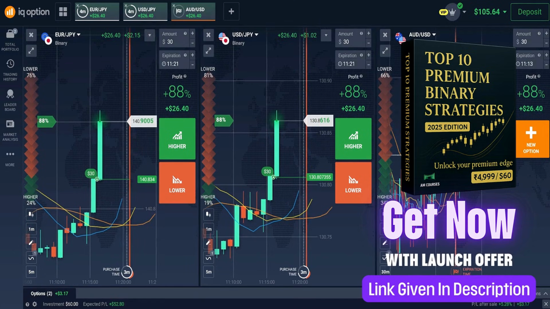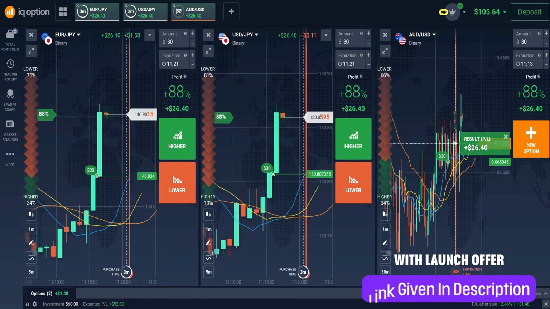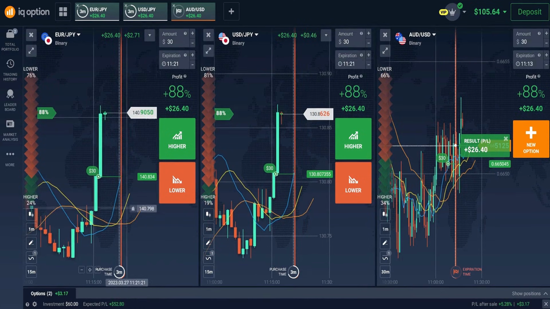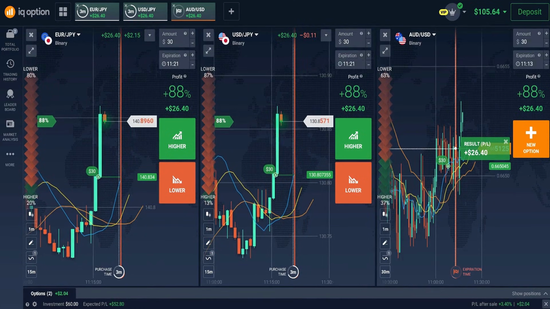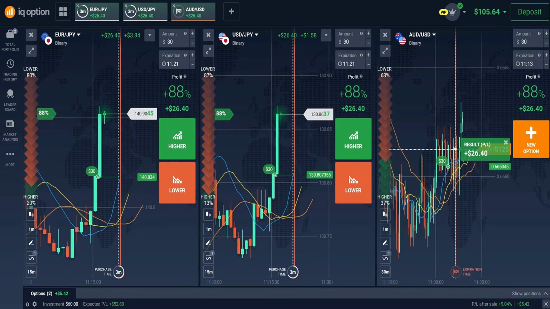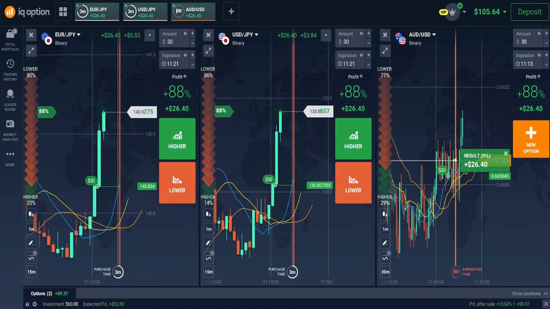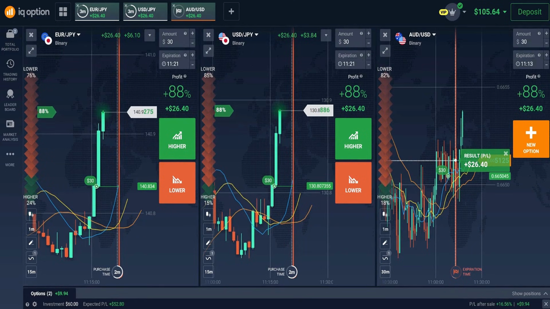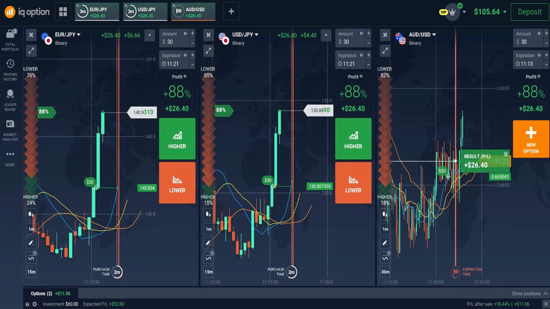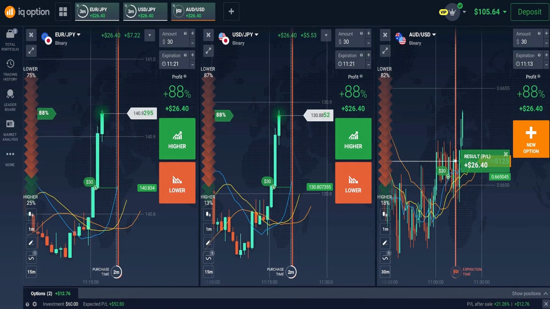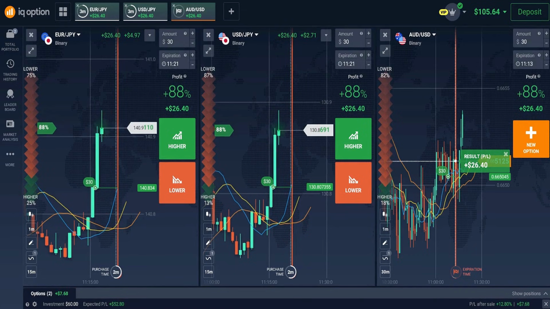Then something powerful happened on both pairs simultaneously. The green lips line sliced through and moved above the red jaw and blue teeth. All three lines started spreading apart and moving upward. And here's the confirmation I needed. Both candles closed strongly bullish, right above the alligator. When you see this kind of alignment across multiple pairs at the same time, it's not a coincidence. It's the market showing its hand.